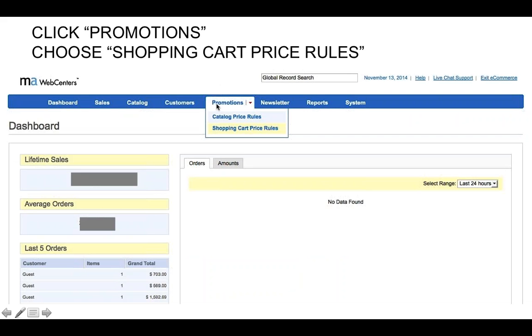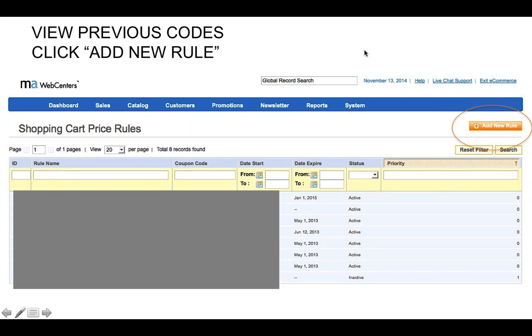From there, you're going to click on promotions. And right here, we're going to click on shopping cart price rules. So when you click on promotions, you can do all kinds of different things. We're going to click on shopping cart price rules. Now, what you're going to do is you're going to view previous codes. And I actually just blocked these out because this is one of our clients' accounts, so you don't actually see it. You can see all of the previous coupon codes that you've done that are active or disabled, and you can see how many people actually use them. And you can actually edit those, or you can click on Add New Rule.